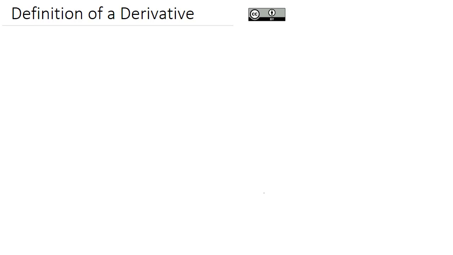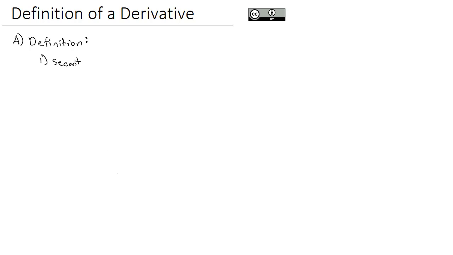One of the most common things we are finding in calculus is this thing called the derivative. The derivative measures the rate of change of a function at any given point. So to get a look at it by definition, what we're really doing is first we're going to take a look at this thing called the secant line.